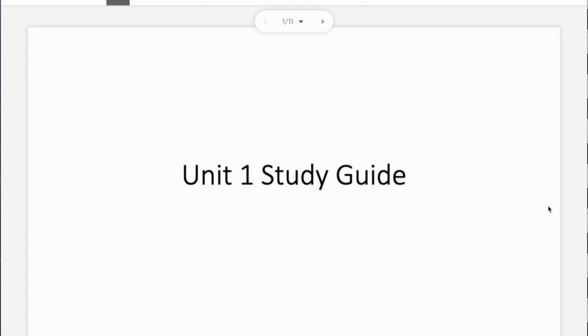All right, this is going to be a recording on the Unit 1 study guide for multiplying and dividing rational numbers. So if you're having a little trouble on the unit test or just on the study guide, I'm going to go through each question for you and hopefully it'll make more sense. So let's go ahead and get started.